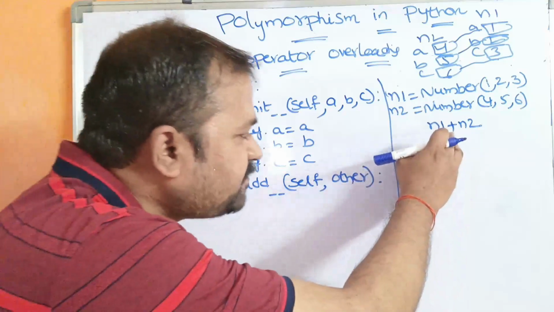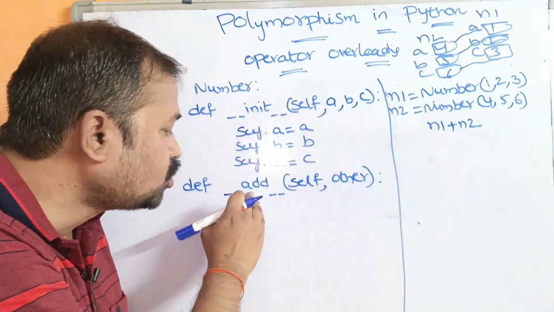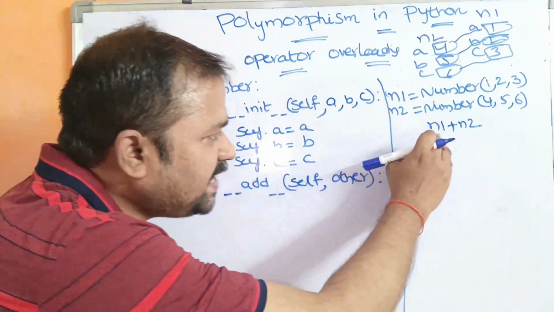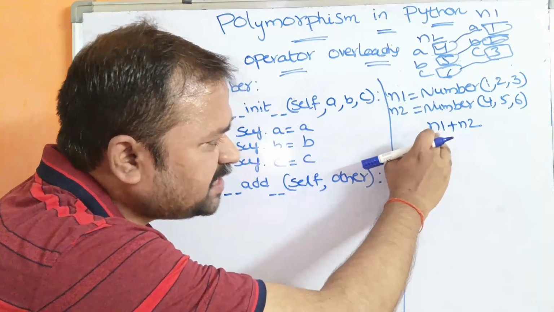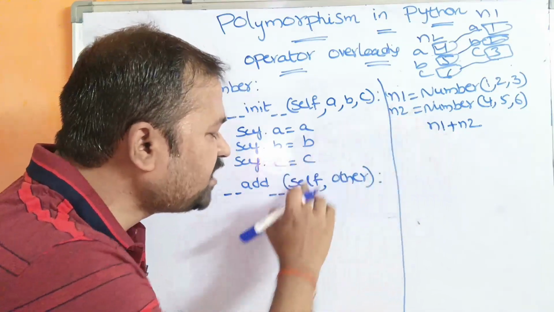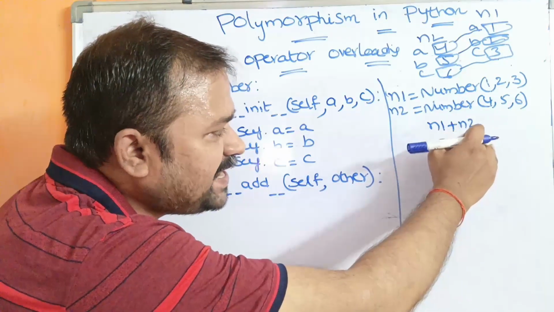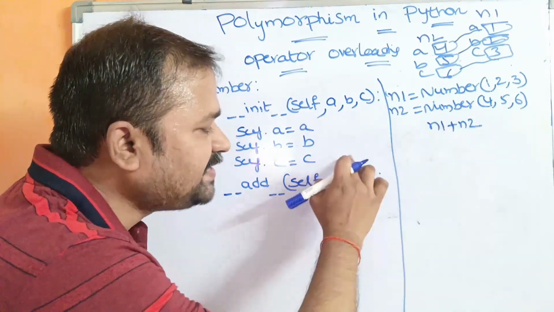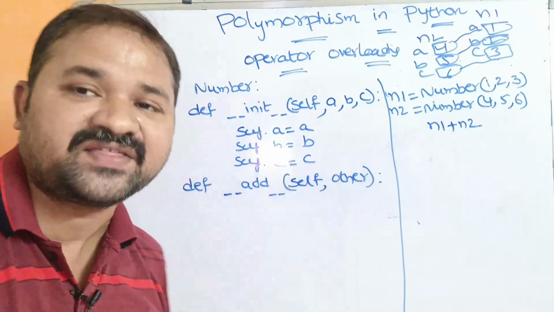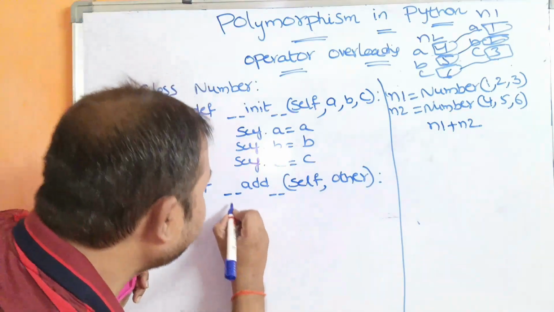So whenever this statement is executed, the control goes to the add method. What is the left hand side object? N1. The content of N1 will be passed to self. And what is the right hand side object? N2. The content of N2 will be passed to other. Now let us perform the addition operation.